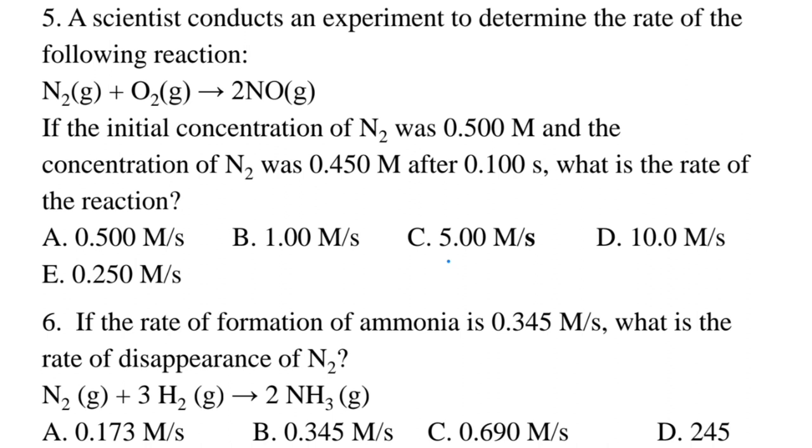Question number 5. A scientist conducts an experiment to determine the rate of the following reaction: N2 + O2 gives nitrogen monoxide. If the initial concentration of N2 is 0.5 molar and the concentration of N2 was 0.45 after 0.1 second, what is the rate of the reaction?